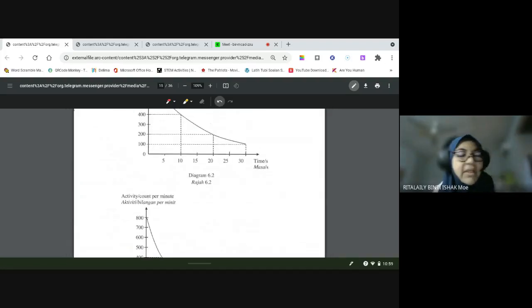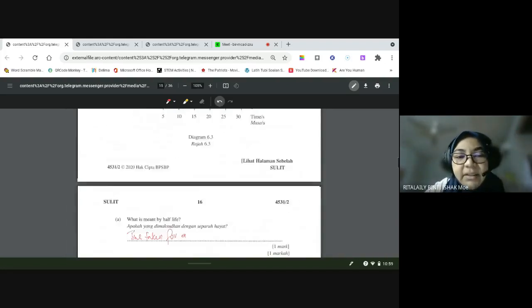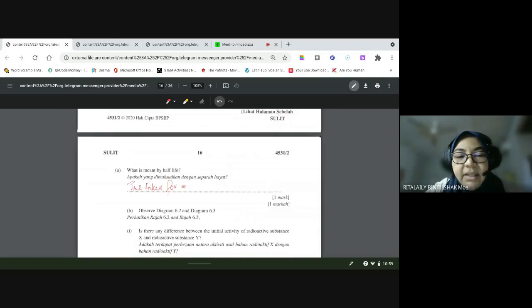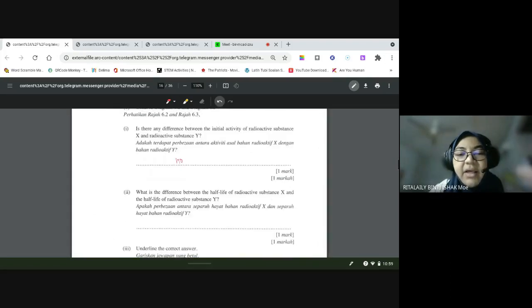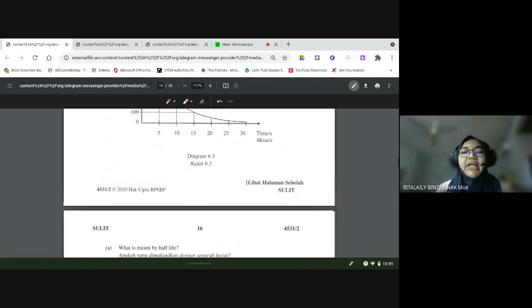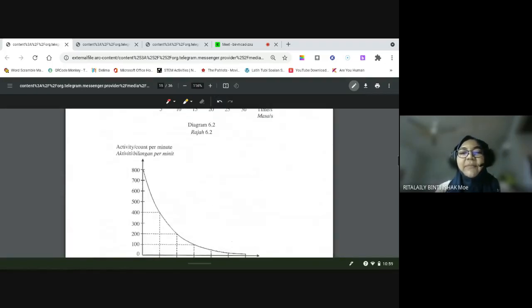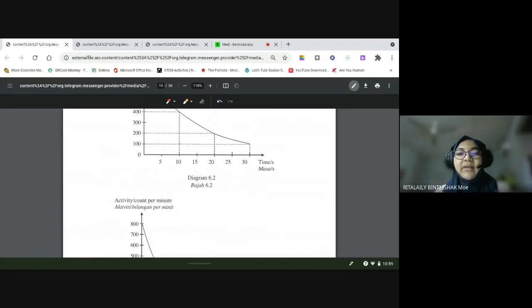Dia kata, is there any difference? What is the difference between half-life substance X dengan half-life substance Y? Okay, dalam kes ini, difference dia bukan minta kita cari beza nilai. Okay, so kita tak boleh cari beza nilai pun. So, macam mana nak jawab?